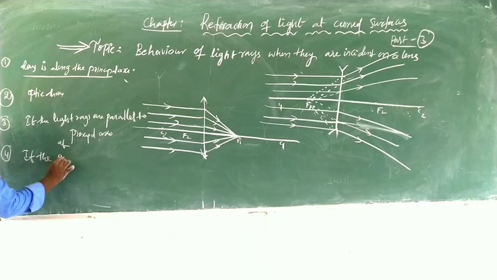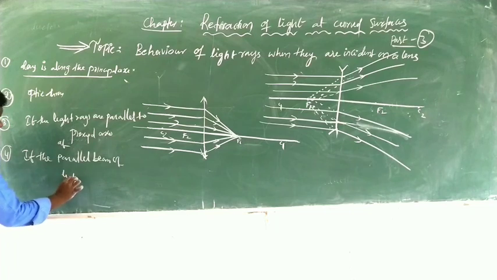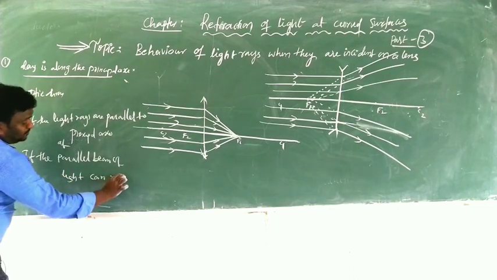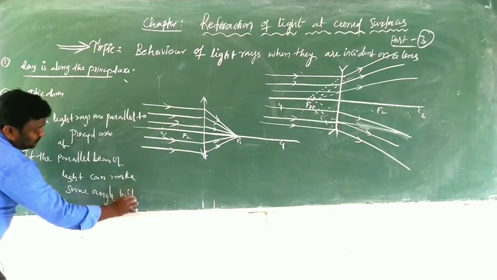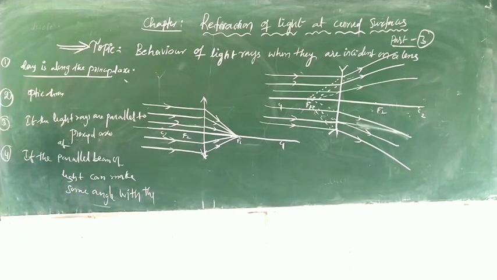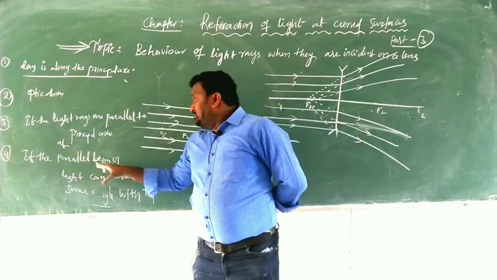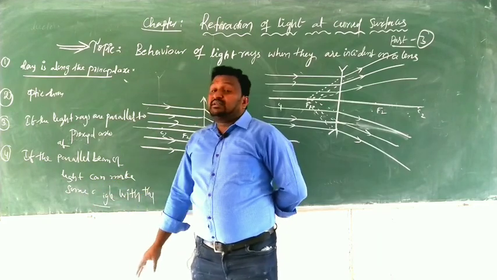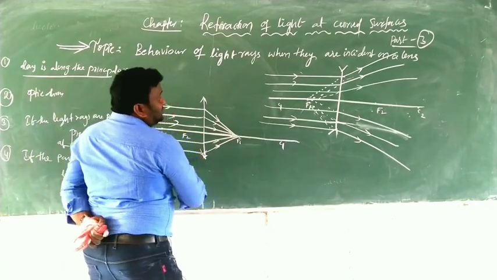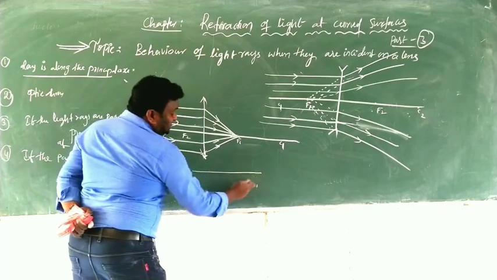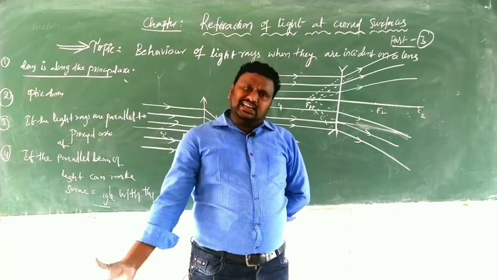And the next thing, the fourth one. If the parallel beam of light makes some angle with the principal axis, for that we have to check the diagram again. What is the fourth one? If the parallel beam of light makes some angle with the principal axis. Now in this case, what is the angle? Zero. This is the parallel beam of light. So in this case, this is the principal axis and this is the incident ray. Both are parallel. When they are parallel, the angle is zero.